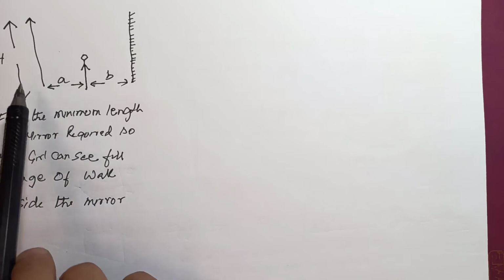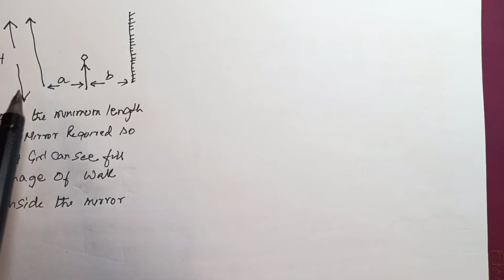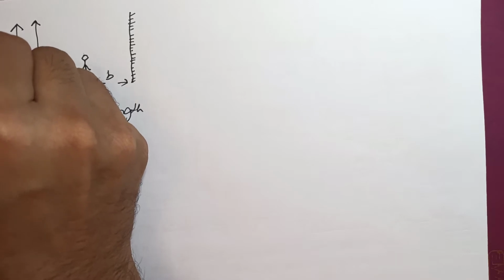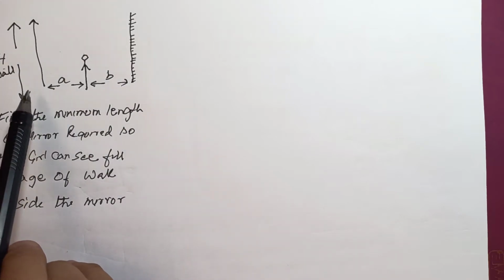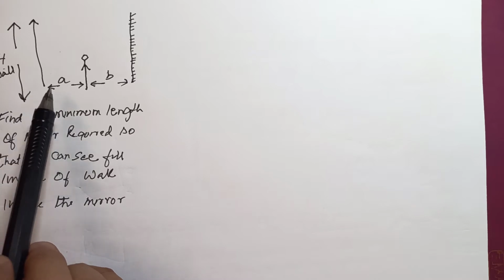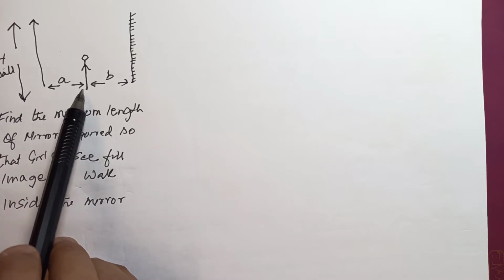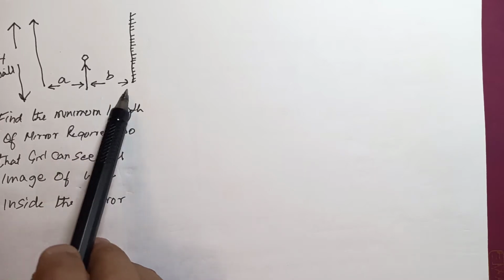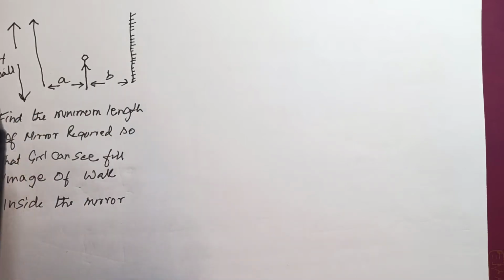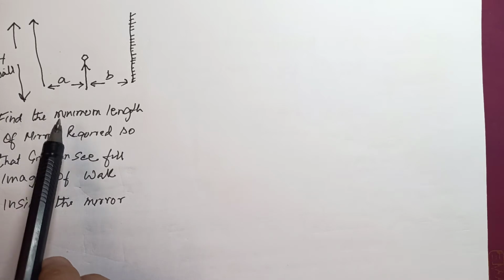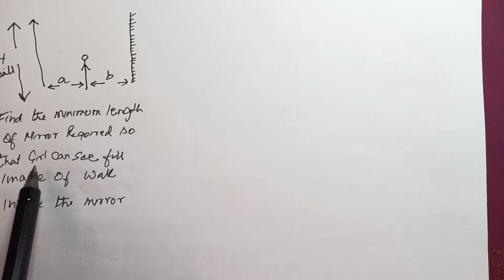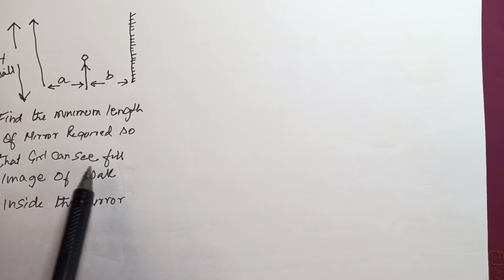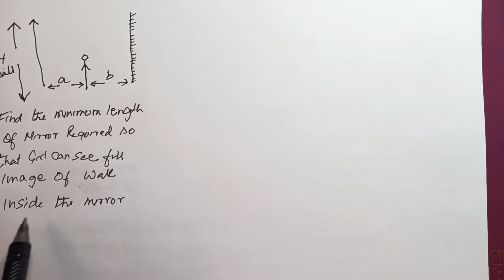Now, we have a wall. This is a wall with height h, and it is at a distance of a units from a boy, and on the other side it is b meters or b units. After that we have a mirror. Now we have to find the minimum length of mirror required so that the boy can see the full image of the wall inside the mirror. Okay, so this is the question.